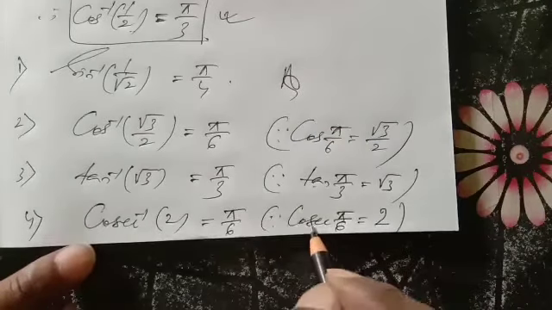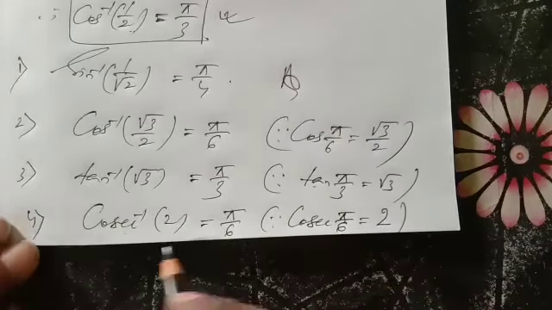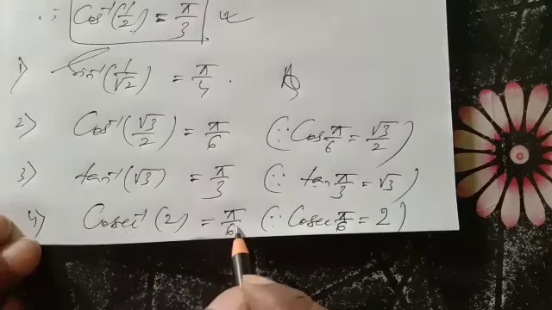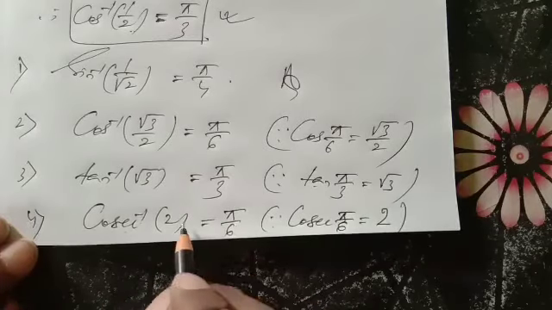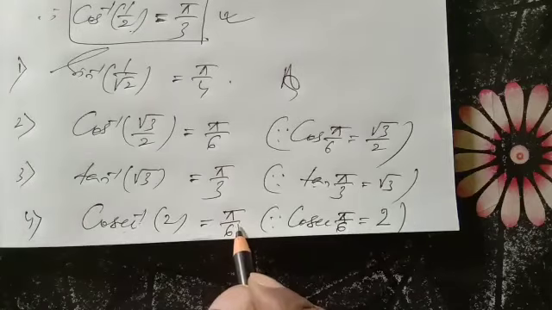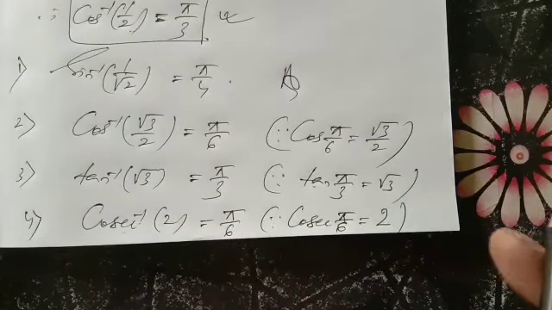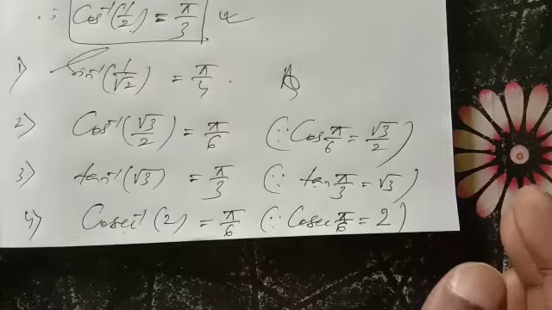Therefore, if the question comes as cosec inverse 2, it means the angle for which cosec is 2, that is pi by 6, which is 30 degrees. Let's go to one more question.